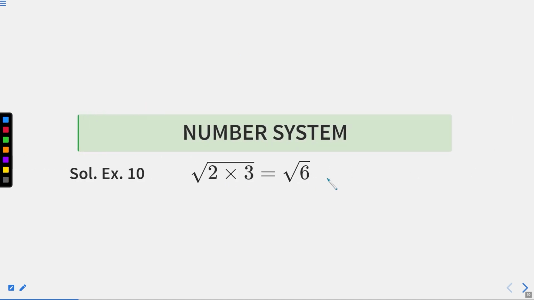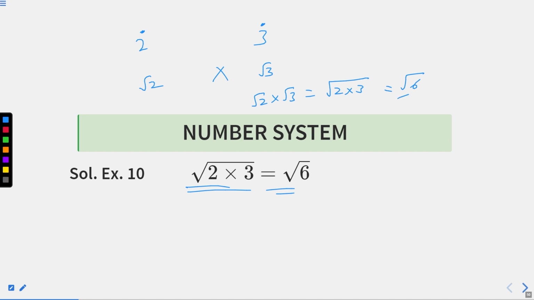Okay, so here the other method is given. If we are given 2 and 3 and the task is finding out the irrational numbers, just take root of both numbers and then multiply. So root 2 times root 3 is equal to root of 2 into 3, which is equal to root of 6. So this can also be our answer. So from both of the methods you can use any of them. So the final answer would be depending on your method which you are choosing.